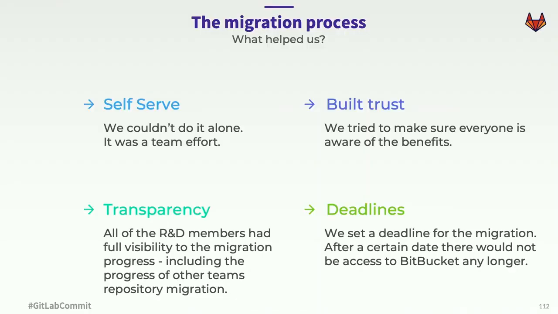To sum this part up, let's see what helped us. First, that we created a self-serve tool. We couldn't do it alone, and we needed the help of our R&D organization. Second, the transparency. Everyone could see the process as it goes. We built our developers' trust. We tried to make sure that everyone is aware of the benefits of moving to GitLab. And at the end, we set deadlines. I know it's not the nicest thing to do, but we had to put a deadline on the migration.